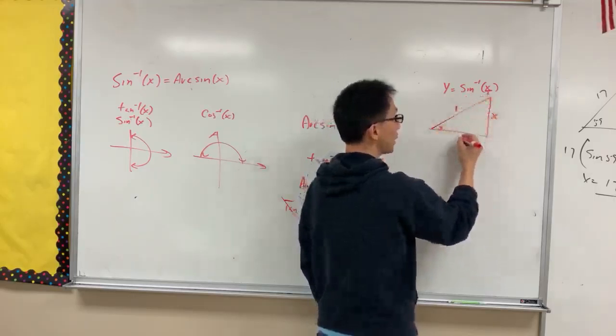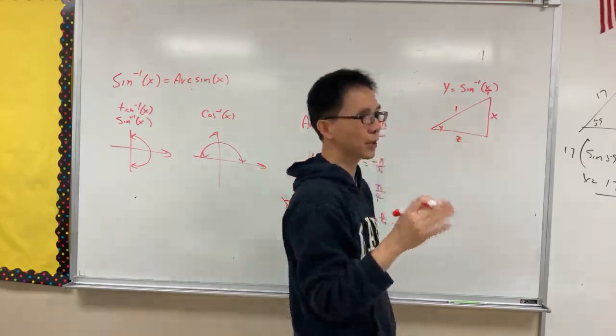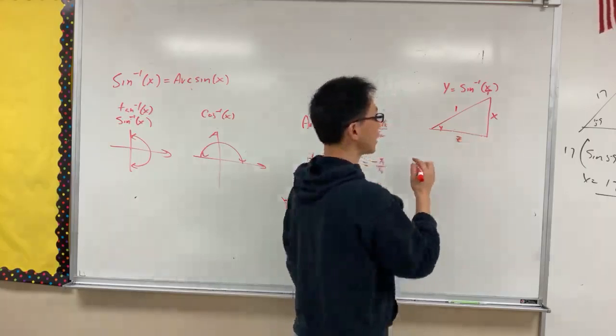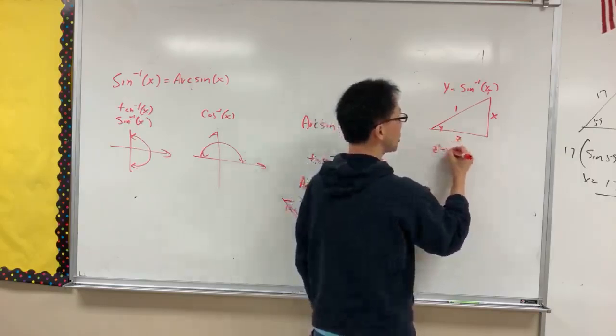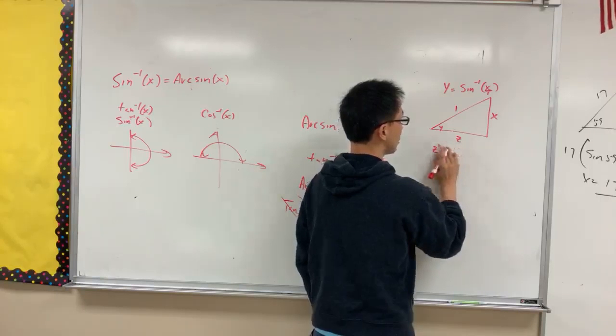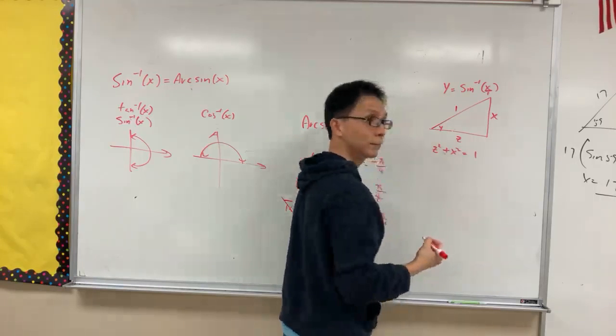So we're going to call this side z, because we don't know what it is and we don't want to confuse it with x and y. We're going to find out what z is. So z squared plus x squared is equal to 1, right?